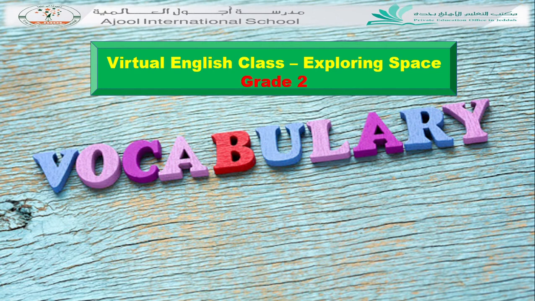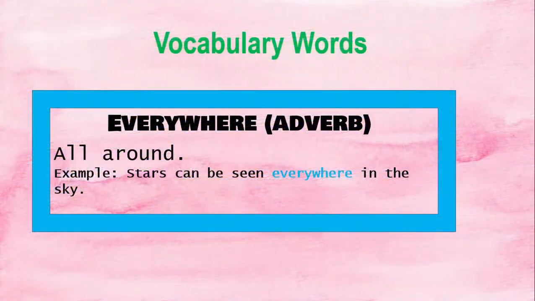Today we'll be learning new vocabulary words. There are 7 new vocabulary words. For each word, we're going to give you the definition, an example, and the part of speech. The first word is everywhere.